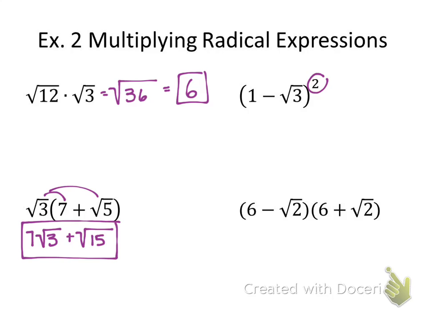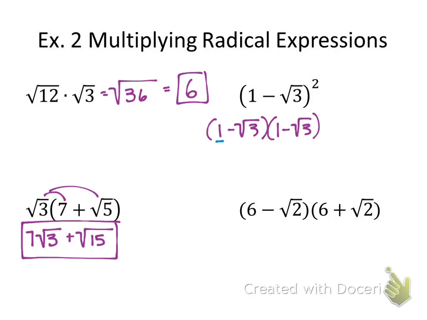Write the problem 2 times. Exactly. So I'm going to write 1 minus the square root of 3 times 1 minus the square root of 3. All that means is I write what is in parentheses twice. Now, what do you think you're going to need to do to this? FOIL. FOIL is correct. Okay, so I want everyone paying attention here because this is the part that you can get confused on if you don't pay attention.